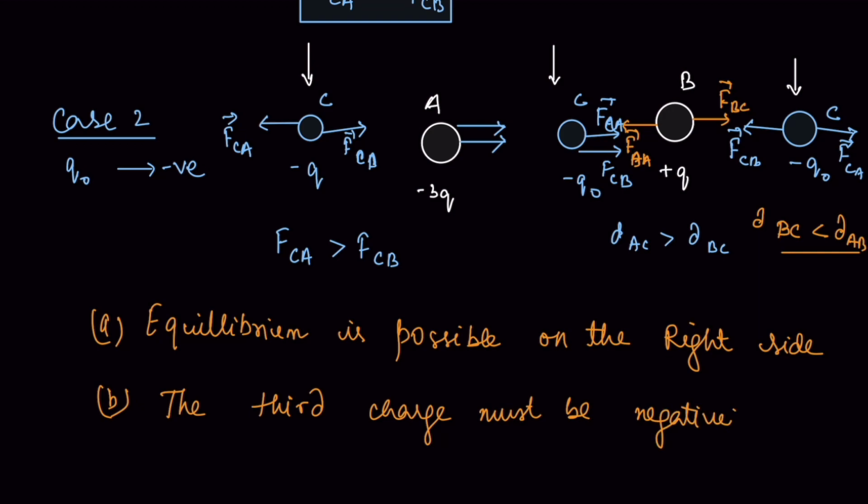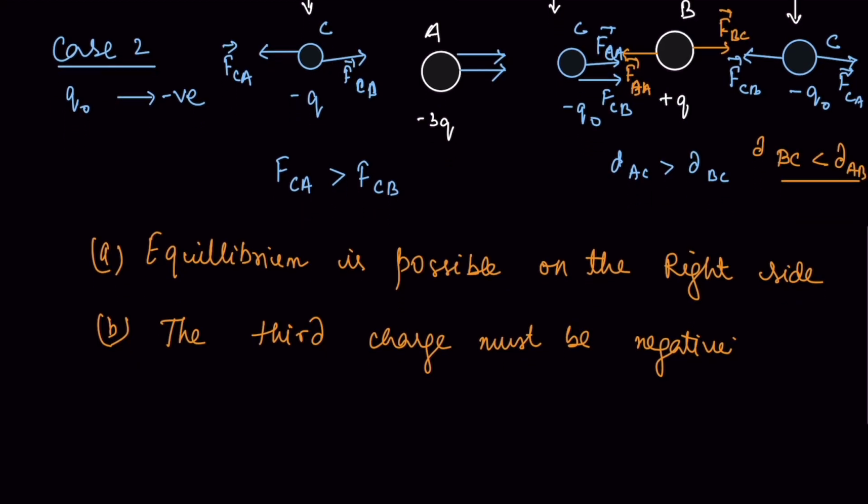And in the third question, they are asking whether it is a stable equilibrium or unstable equilibrium. So what will happen if we try to move this charge a little bit towards the right or left? It will not come back to the original position. It will be an example of unstable equilibrium.